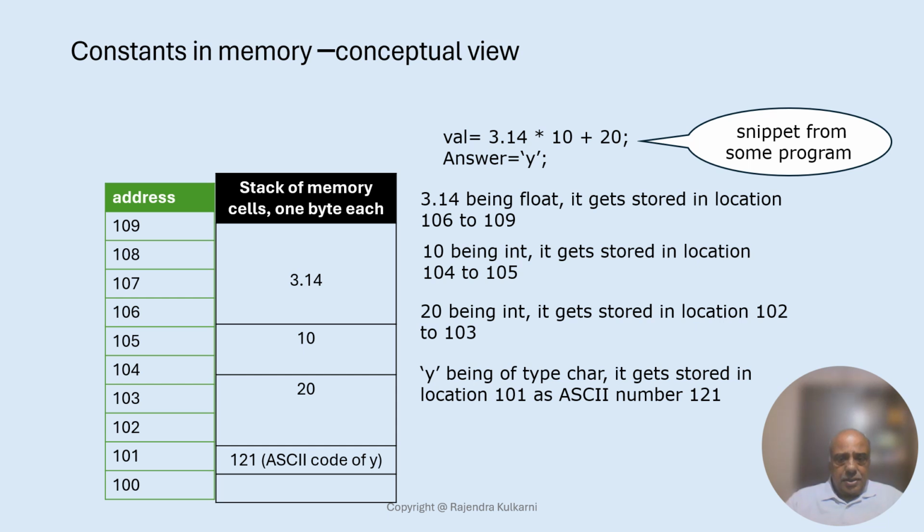y, being a char constant, gets stored in location 104 as number 121, because that is the ASCII code of y. As we learnt earlier, a character constant is always recognized by the ASCII code associated with it. We can know the ASCII code of all 256 characters from an ASCII table, which is very easily available anywhere. We are not going to show it here.